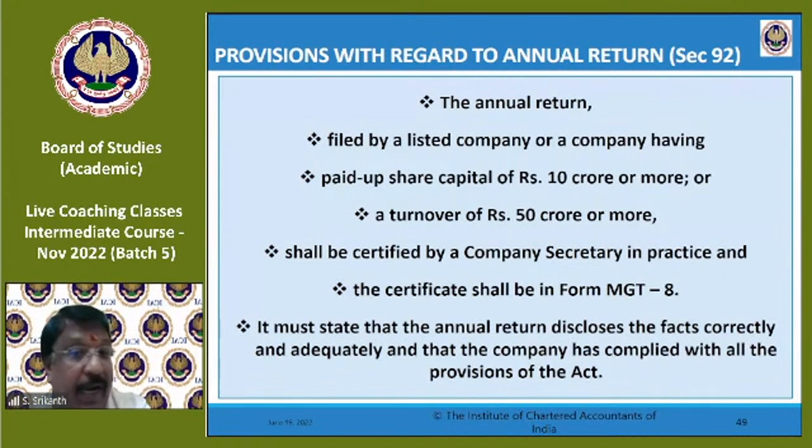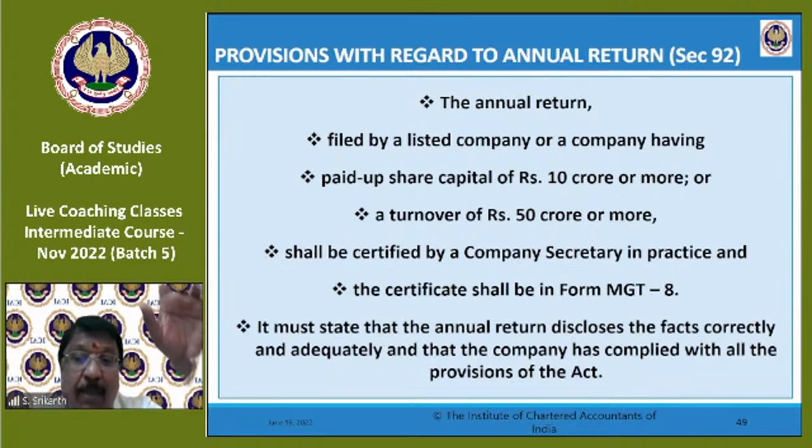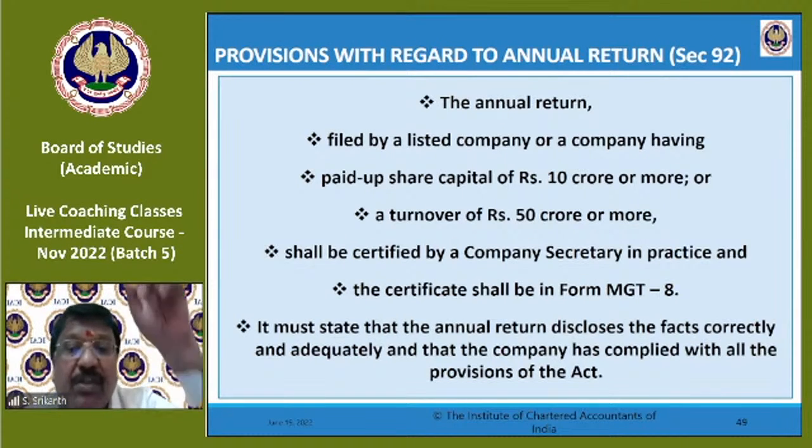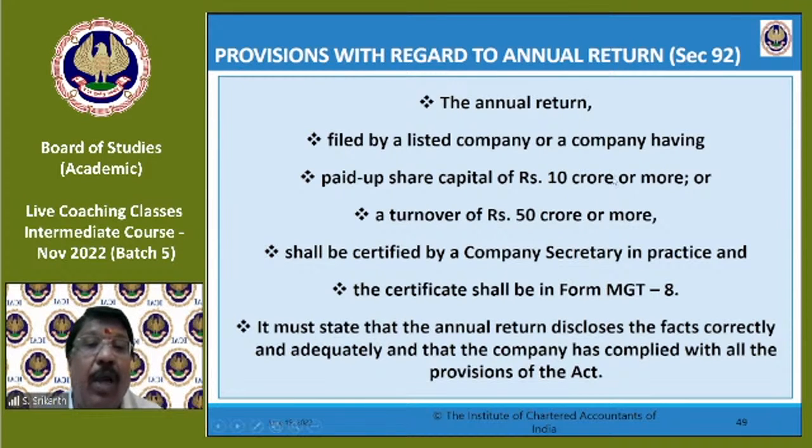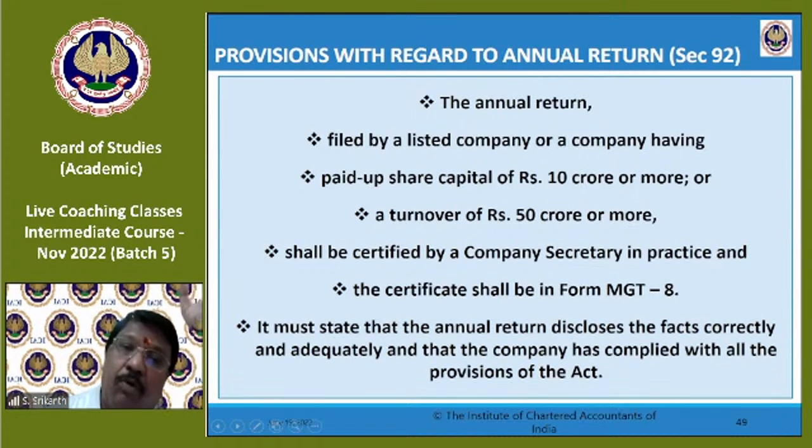Here they have to say correctly, not true and fair. We have the benefit of true and fair. They cannot say fair. They have to say correct and adequately. And that the company has complied with all the provisions of the Act. So this is a certificate given by company secretary only for listed companies and companies having paid up capital of 10 crore or more, or turnover of 50 crore or more.